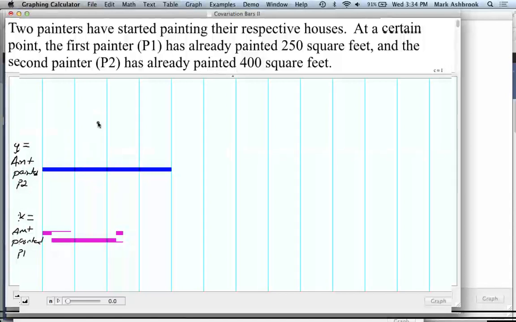Okay, so it sounds like some of you want some more information to answer this question. So I'm going to let painter 1 paint 200 more square feet. Okay, so here's painter 1 going to paint 200 more square feet.